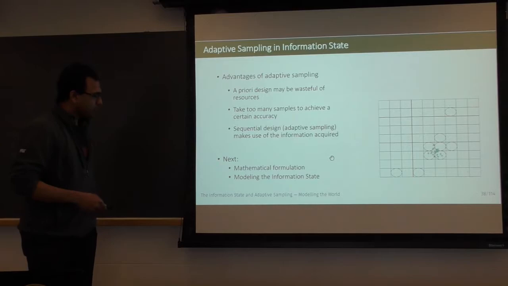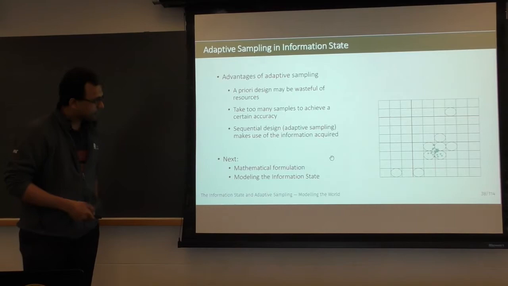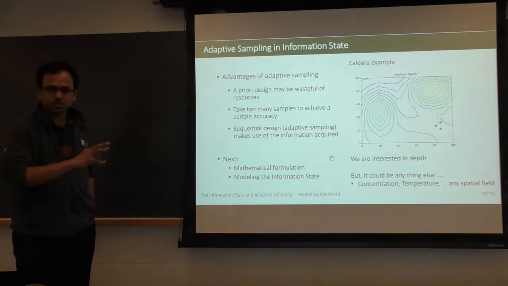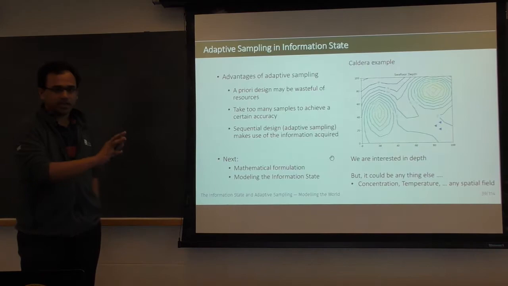So now we'll get into a mathematical formulation. In particular, how do we model this information state? In the example that we have, the caldera example, we are interested in knowing the depth. So our information state is the depth profile of this region, but in general, in the discussion that we're going to have, modeling the information state could model concentration, temperature, or any other spatial field of interest.